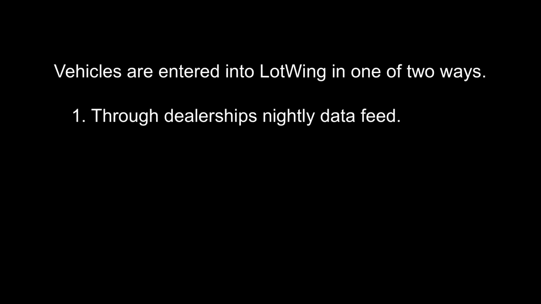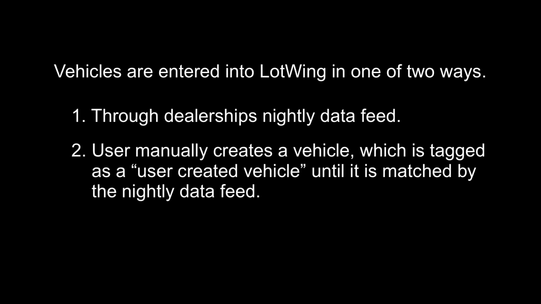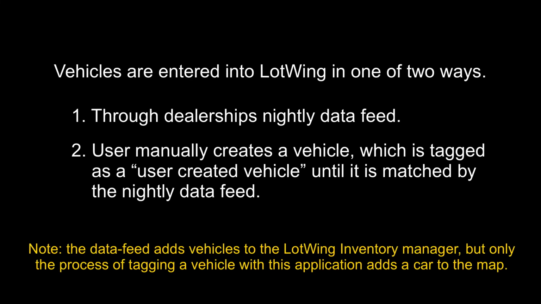You should also know how a vehicle goes in and out of the system. A vehicle enters the LotWing system one of two ways. One, through the nightly data feed your dealership provides to LotWing, and two, when a user manually creates a vehicle. A complete list of vehicles is found on the web app's Vehicle Manager tab. Vehicles either have a stock number provided by the data feed, or they are listed as a user-created vehicle, signifying that a user has created this vehicle and it has not yet been matched by the data feed.